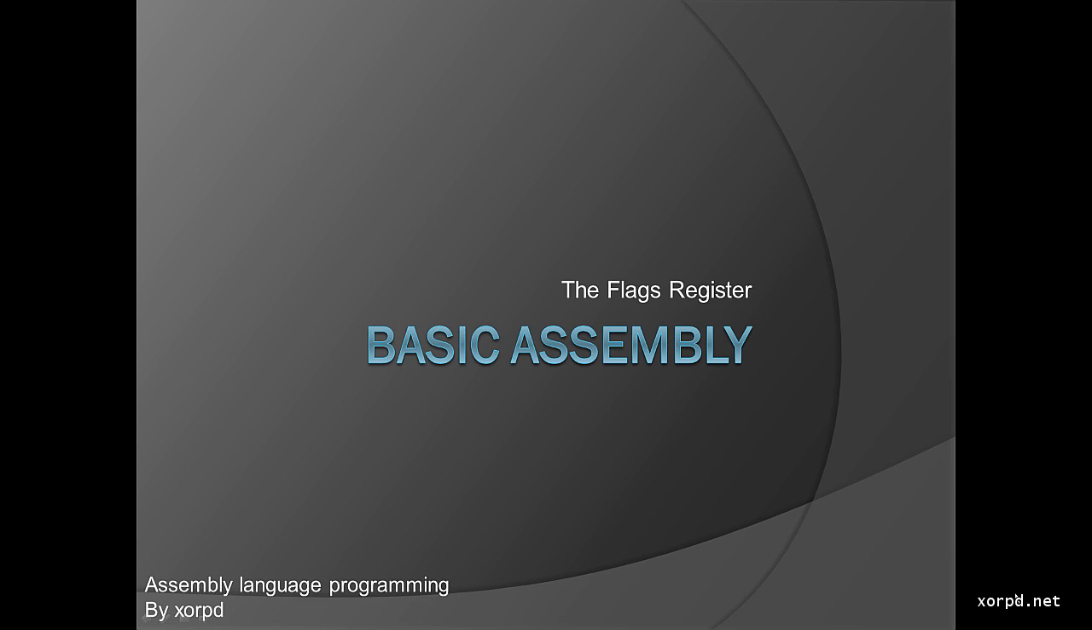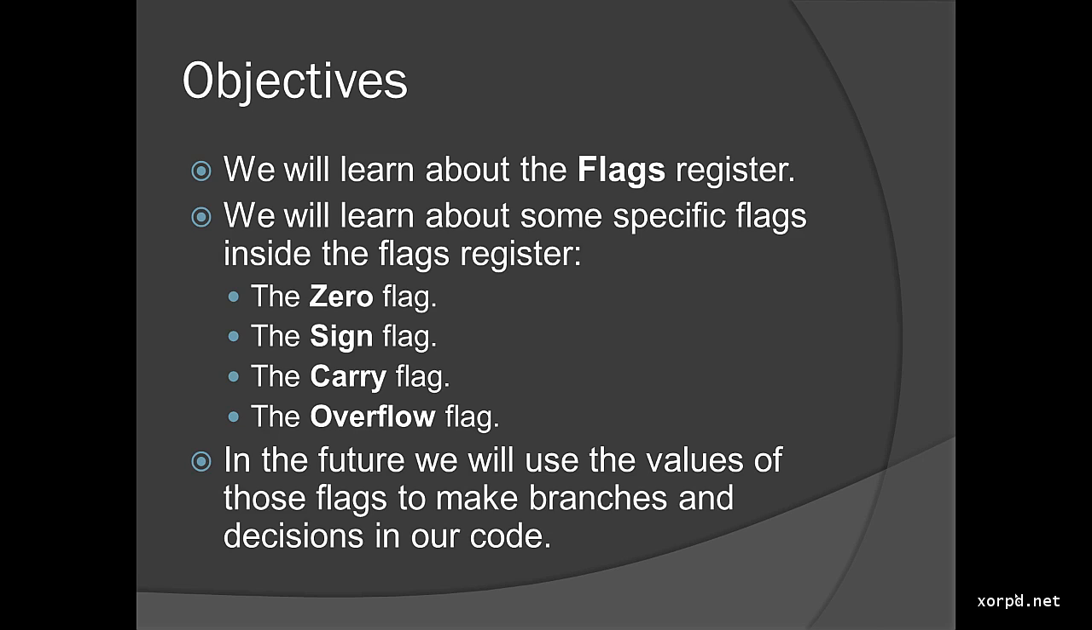Hi, we are still talking about basic assembly here, and today we are going to talk about the flags register. Objectives of this lesson. We will learn about the flags register. We will learn about some specific flags inside the flags register. The zero flag, the sign flag, the carry flag, and the overflow flag. A total of 4 flags, which are really the basics of the flags register.